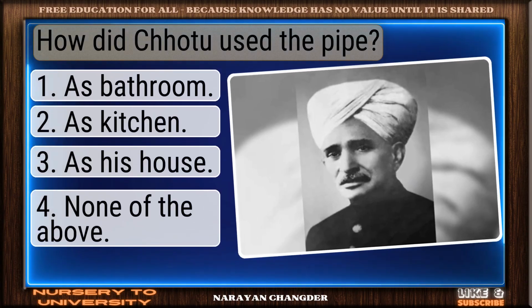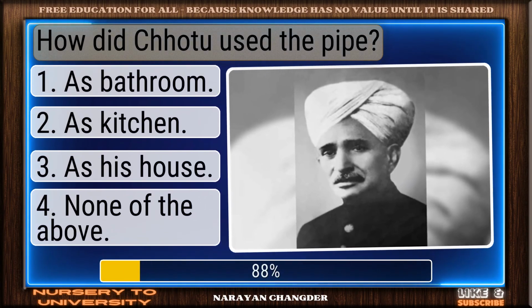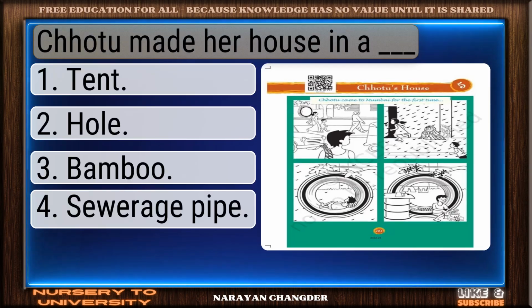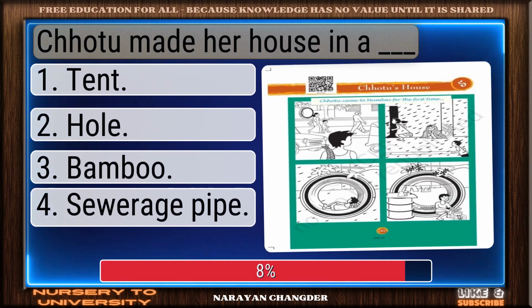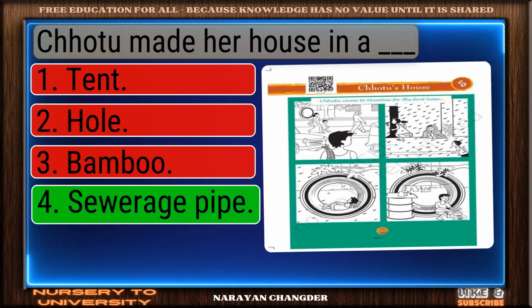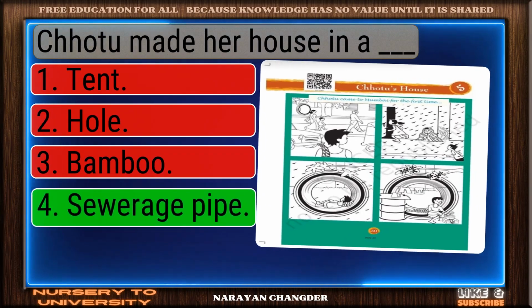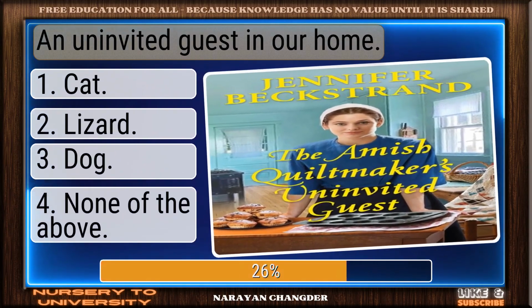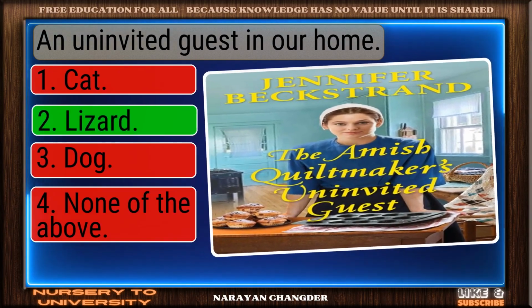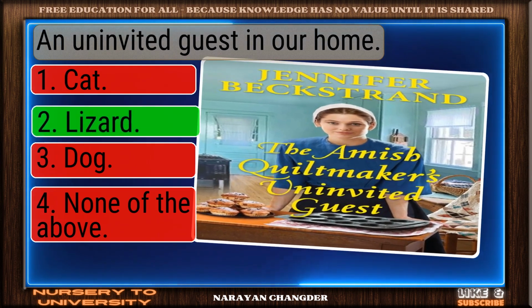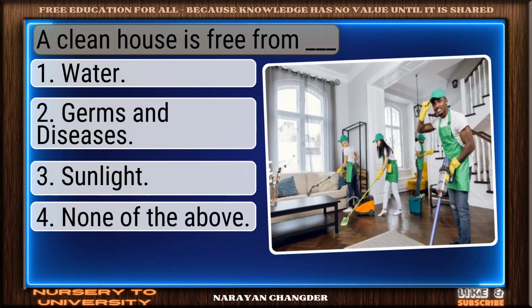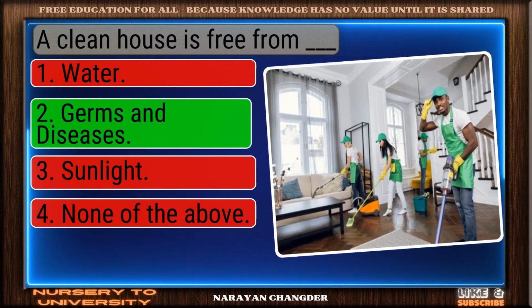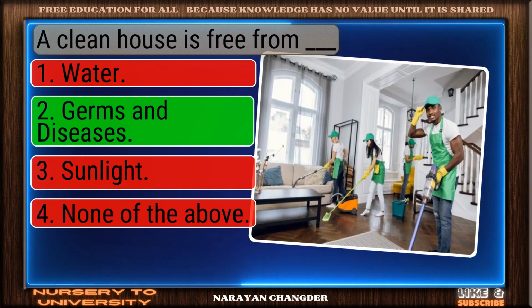How did Chhotu use the pipe? As his house is the correct answer. Chhotu made her house in a dash. Sewage pipe is the correct choice. An uninvited guest in our home. Your choice, lizard, is right. A clean house is free from dash. Germs and diseases is the right choice.